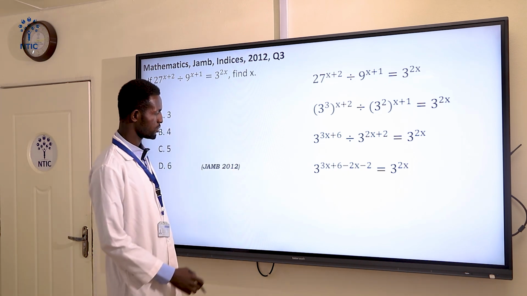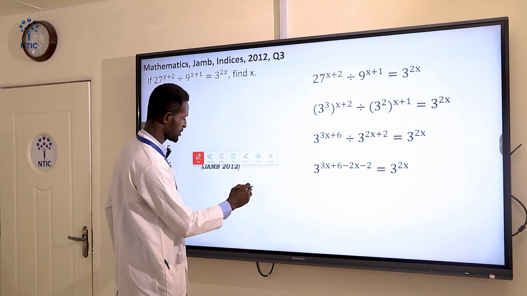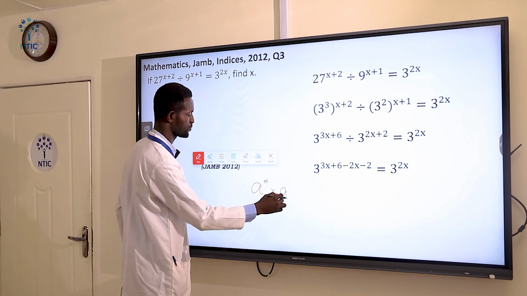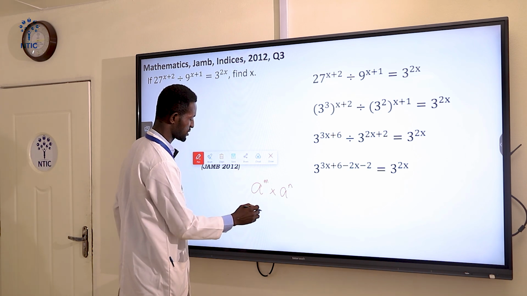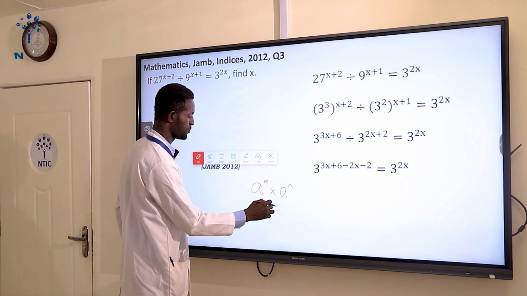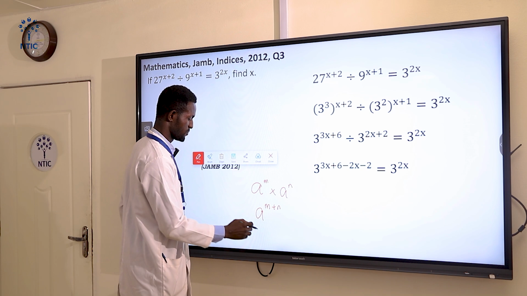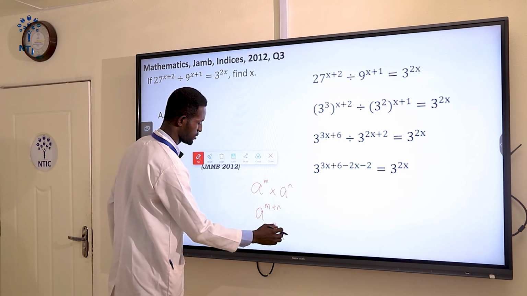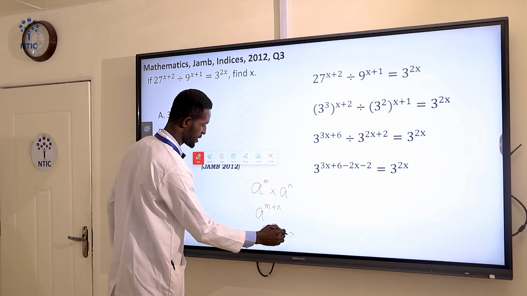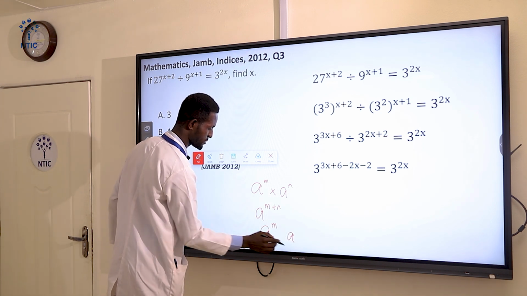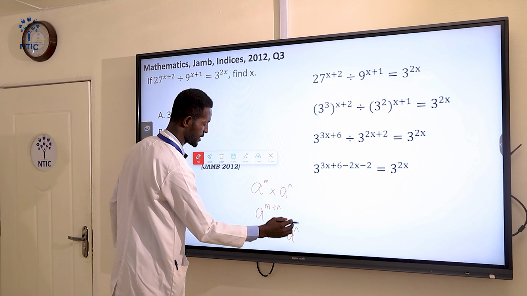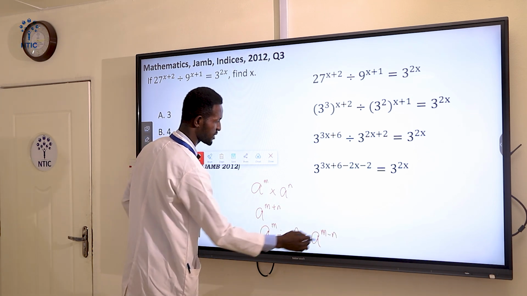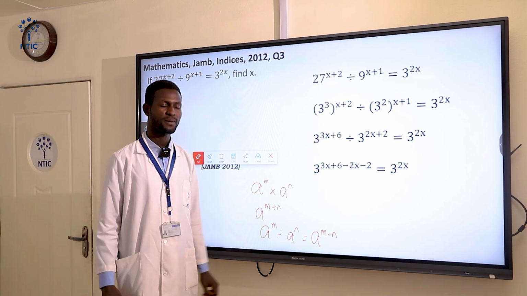You may recall that if you have a raised to the power m times a raised to power n, this is equal to a raised to power m plus n. Also, if a raised to power m is divided by a raised to power n, this gives a raised to power m minus n. That is the law we just applied there.